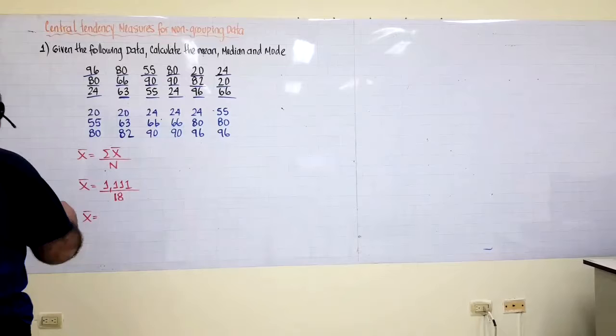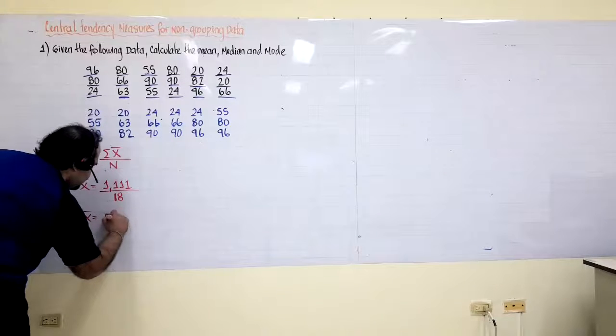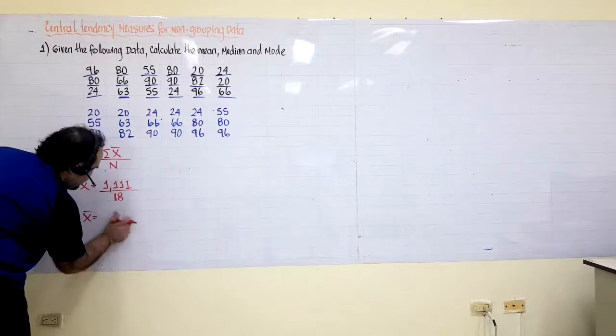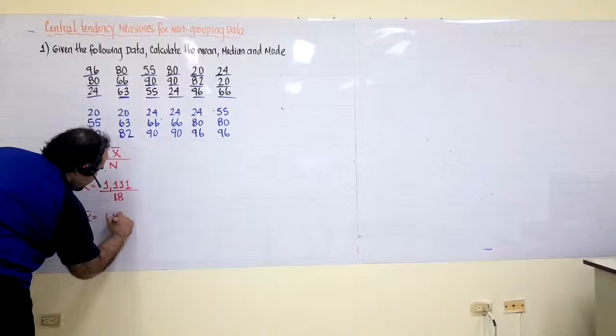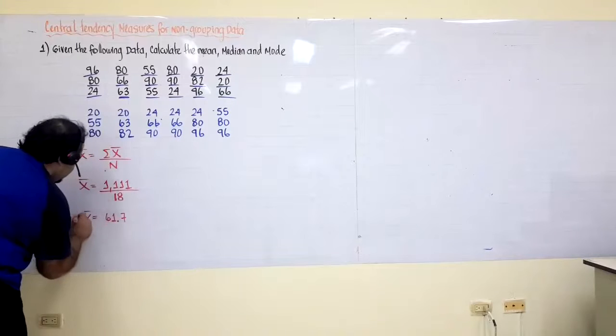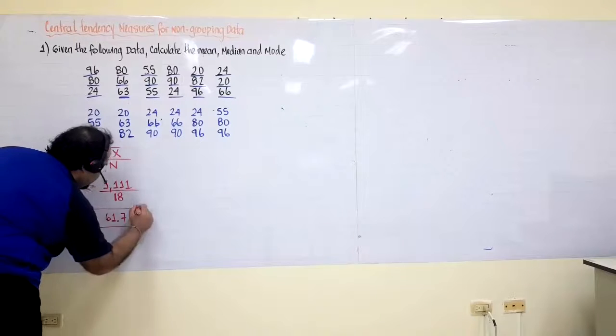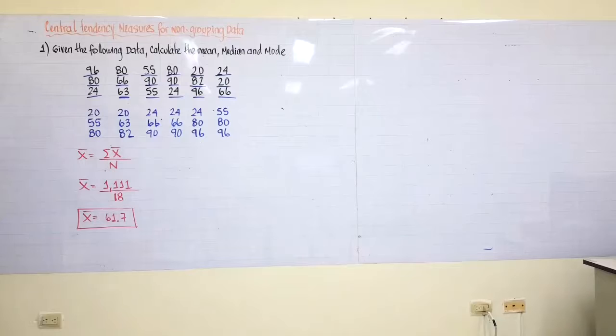61.7. This is going to be the arithmetic mean or average. Now we're going to identify the median.